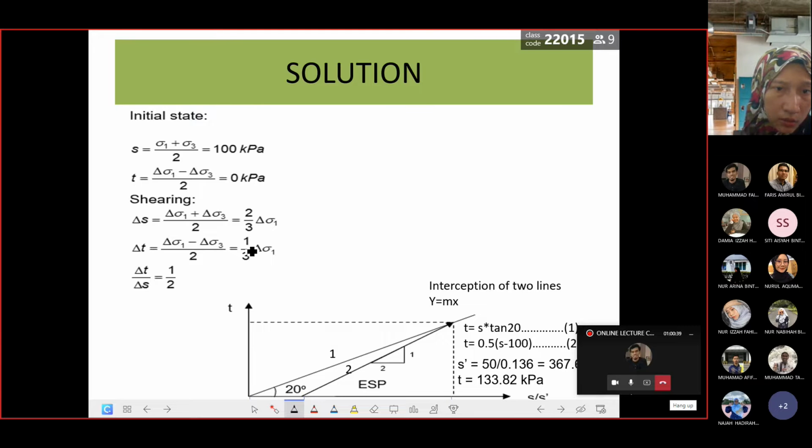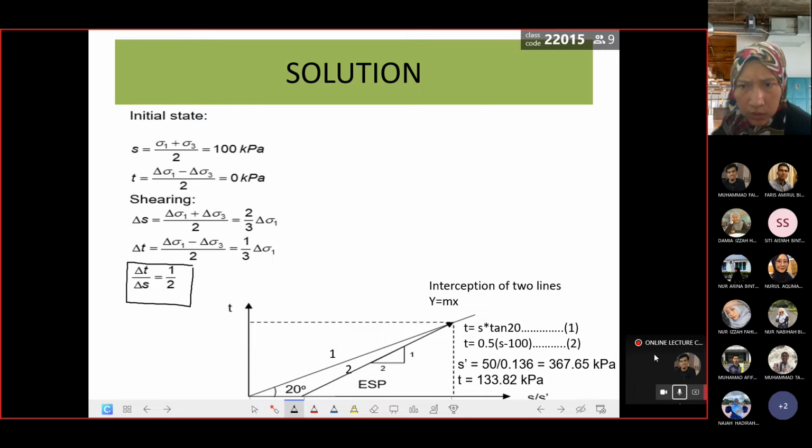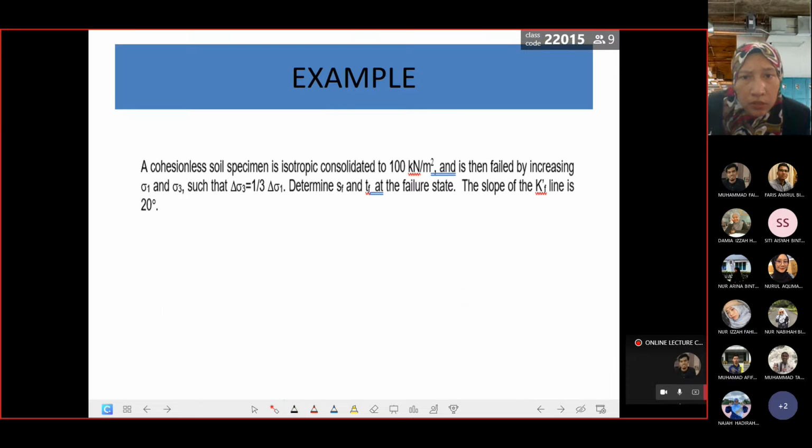So of course, if delta T is 1/3 delta sigma 1, then delta S is 2/3 of delta sigma 1. Therefore, when we want to get the relationship delta T over delta S, we have 1/2. How do we get this, to relate it? Because we want to get the T value and also the S value. In this question, what does it ask? Determine SF and also TF at the final state.